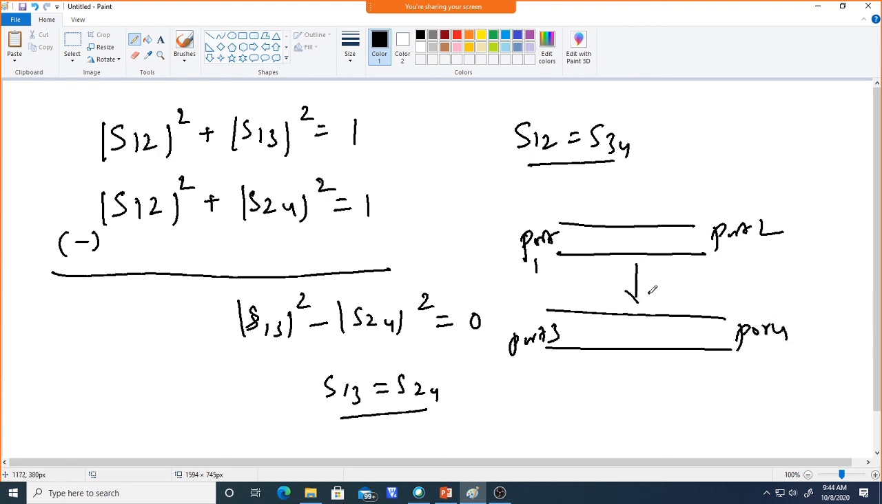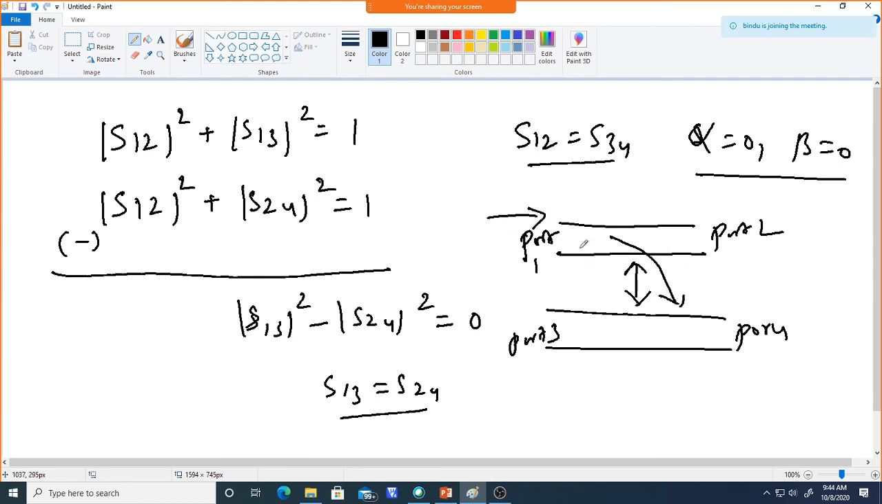So there is no power coupling between these two ports if all these parameters are 0, or if you get alpha equal to 0, beta equal to 0. So there is no power coupled between these ports. Completely, port 1 and port 2 with respect to port 3 and port 4 are decoupled. If I apply the power at the input port 1, there is no power flowing at port 4, which is the coupled port in our earlier case.